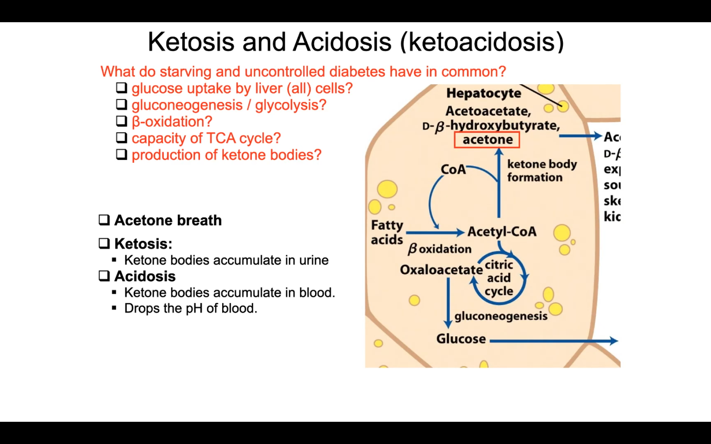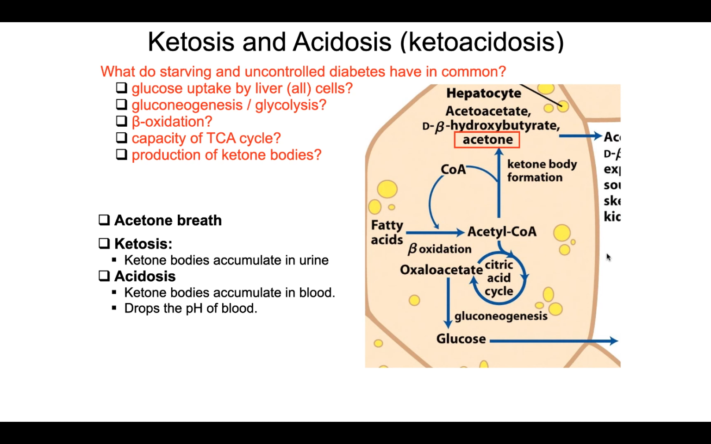Now, let's come back to this acetone, this unintended byproduct of ketone body formation. And let's talk about uncontrolled diabetes. Let's talk about starving. Let's talk about people who are on some pretty serious keto diets. What all of these people have in common are potentially very low blood glucose levels. Or in the case of diabetes, the liver cell thinks that the blood has a very low glucose content. It's tricked into thinking that because of the diabetes.